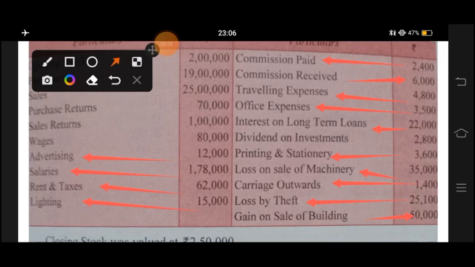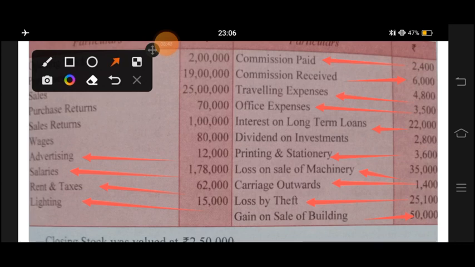So advertisement, salaries, rent, lighting, commission paid, traveling expense, office expense, interest on long term loan, printing and stationery, loss on sale, carriage outward, loss by theft, ये सारी चीज़ें जो है हमारे ट्रेडिंग के बाद प्रॉफिट एंड लॉस में डेबिट जाएंगी। और इसके अलावा जो हमने कमीशन रिसीव्ड, गेन ऑन सेल ऑफ बिल्डिंग, इन दोनों पे राइट मार्क किया है, it means that will be transferred to the credit side of profit and loss account.